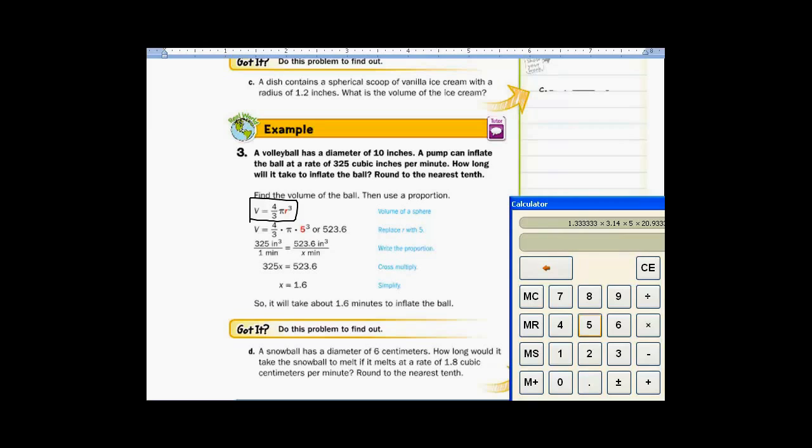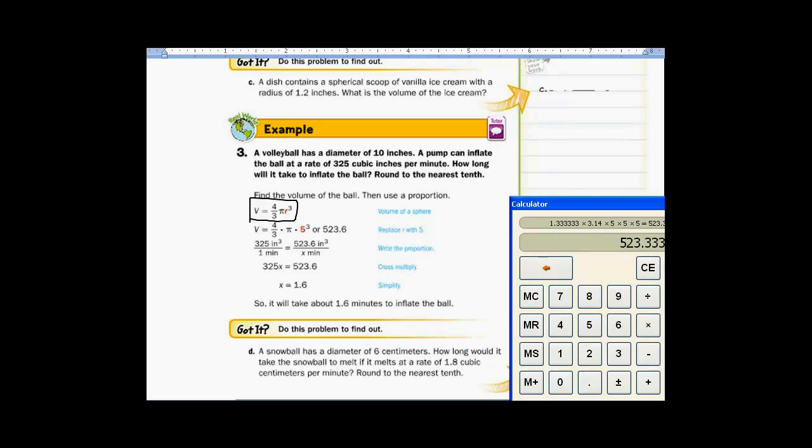Where did that 20.933 come from? Let's try that again. 4 divided by 3 times 3.14, times what was our radius? 5. Okay, that should get it.